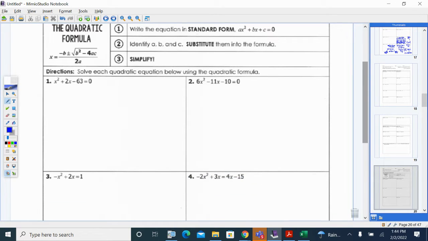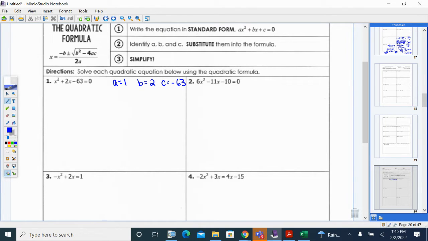In example number 1, we've got x squared plus 2x minus 63 is equal to 0. We already have a 0. So I'm going to go ahead and identify A, B, and C. A is always the coefficient on x squared. So in this instance, A is equal to 1. B is always the coefficient on the x, the linear term, which in this case is a 2. And then the C is always your constant, your plain number, so negative 63.